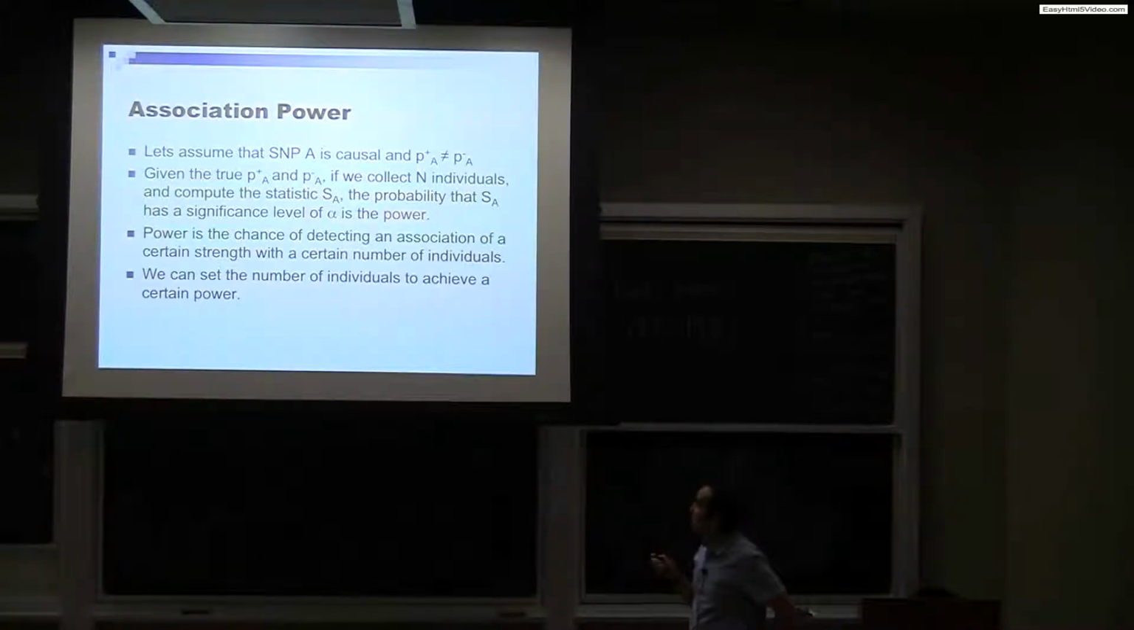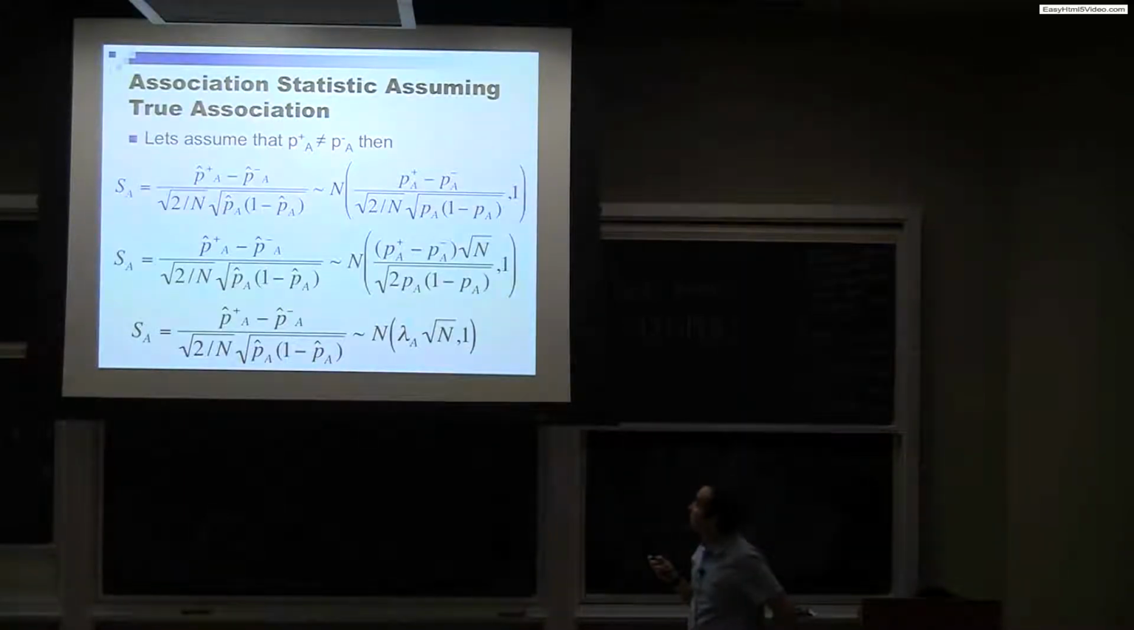Actually, before we do that, let's work this out. Let's say that these two are not equal. Then what happens? What is this statistic here? First of all, what is its variance going to be? The variance is still 1, because nothing really changed. But what is its mean? The mean is not going to be 0. The mean is going to be whatever this true frequency difference is, divided by whatever you divided it by.